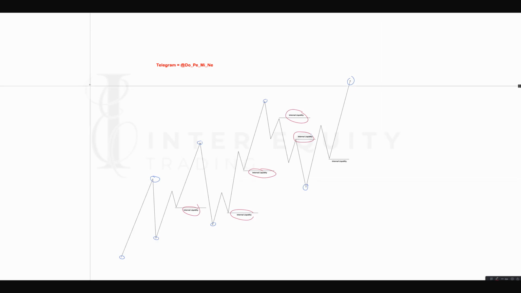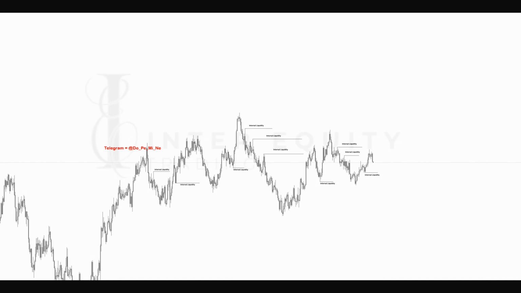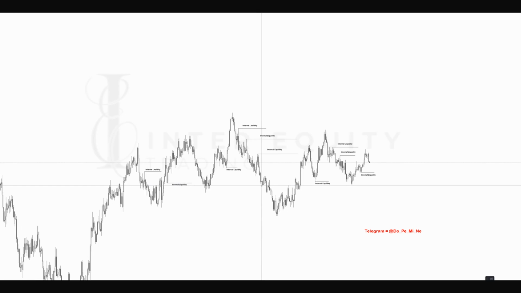Okay, so now let's look at internal liquidity on the actual charts. Here you see your internal liquidity, okay? All these right here are your internal liquidity. And what the market is doing is literally going from internal to external to internal to external, right? Look at this for example, price pulls back, takes out this internal, and then that internal liquidity was sufficient enough for price to move in the opposite direction.